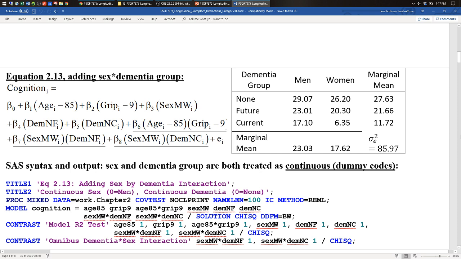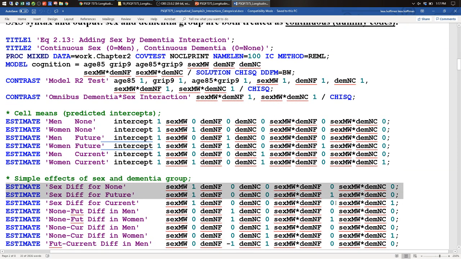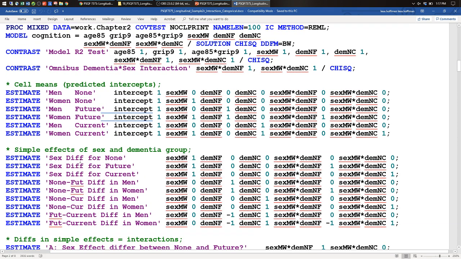So the three terms that are showing up in these three lines: just the main effect of gender, not the main effects of dementia, and then turning on each of the contrasts. So the main effect of gender is for the none group. The main effect plus the interaction gets to be what it is for future. The main effect plus the current one, or interaction, gets to be what it is for current.